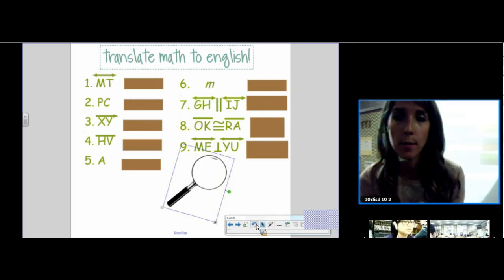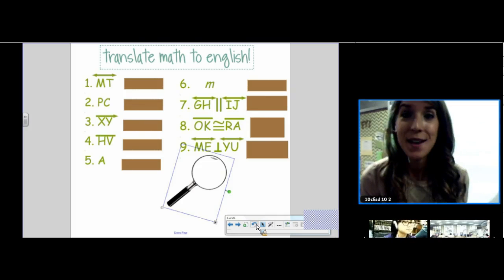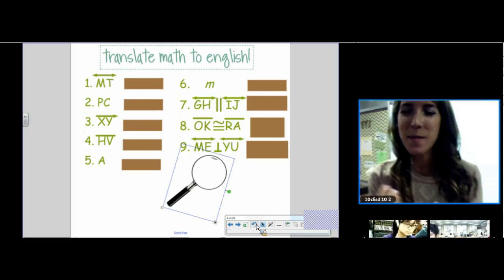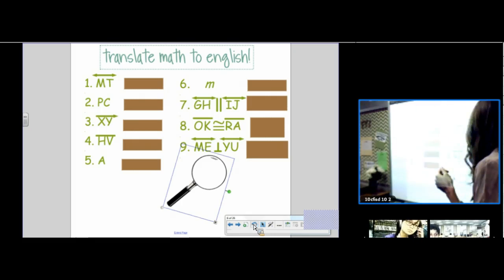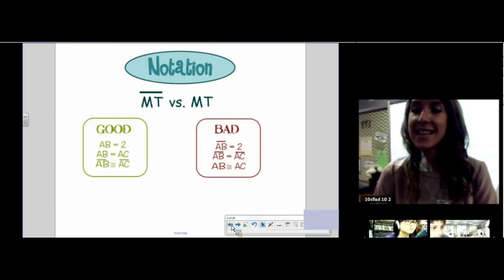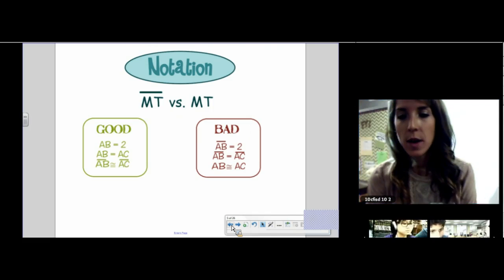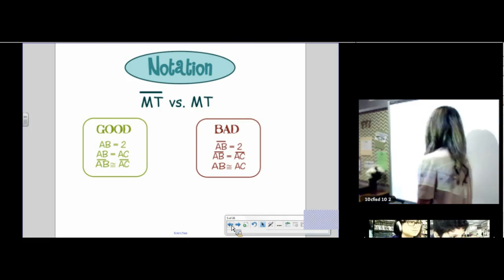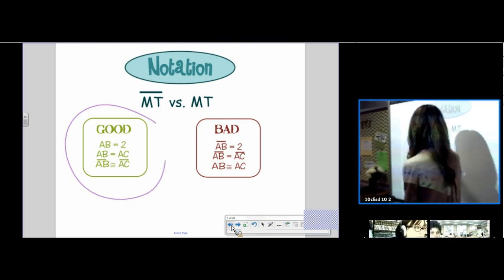Now let's talk about number 2. What happens when you don't put anything above it? That doesn't have a ray, a line, or a segment above it, so let's talk about it. I know, me is perpendicular to you. Okay, this I want you to write down in your notes. I'm going to give you time to write this down. You only have to write the good in your notes. You don't have to write the bad.